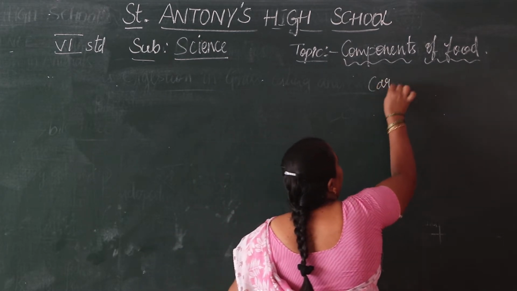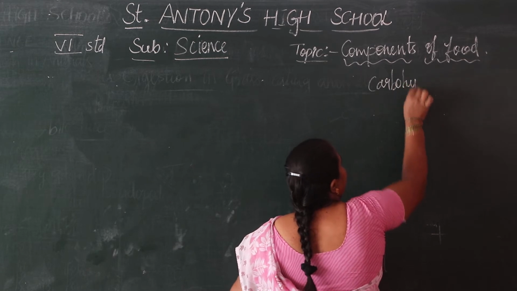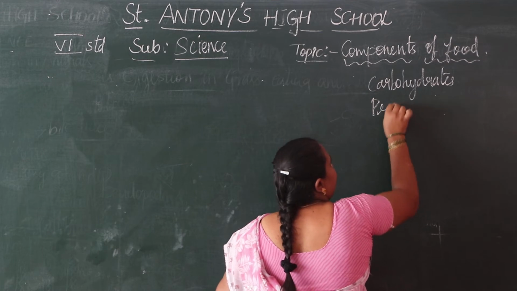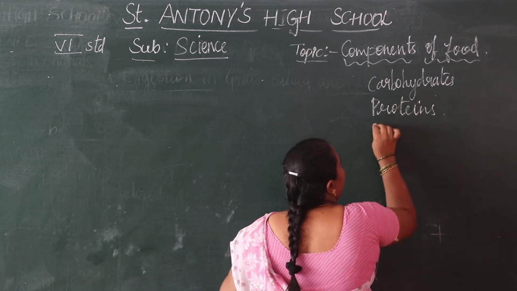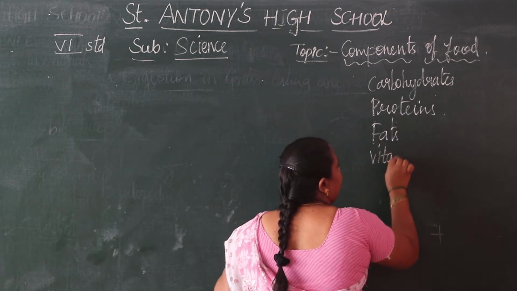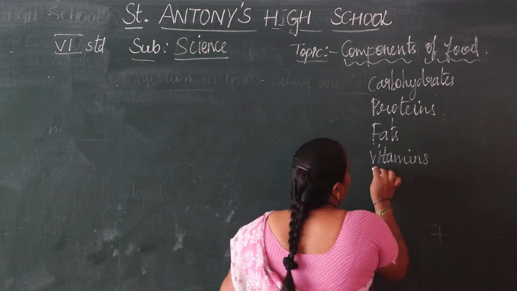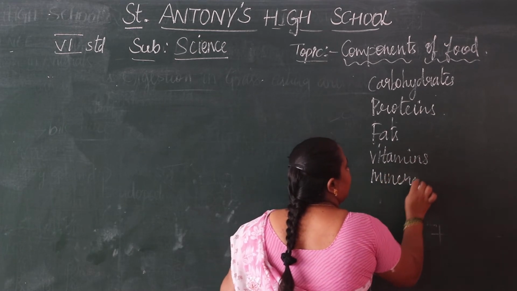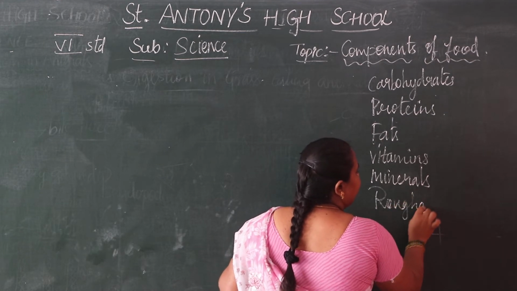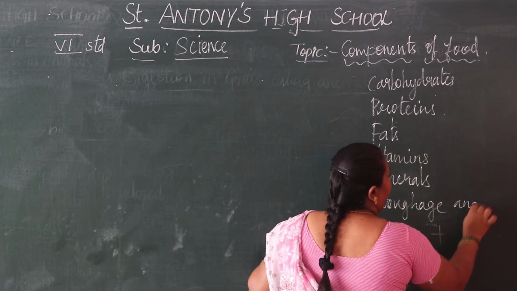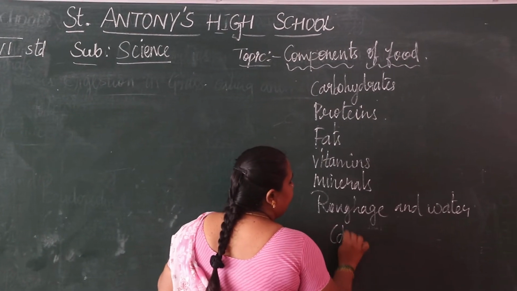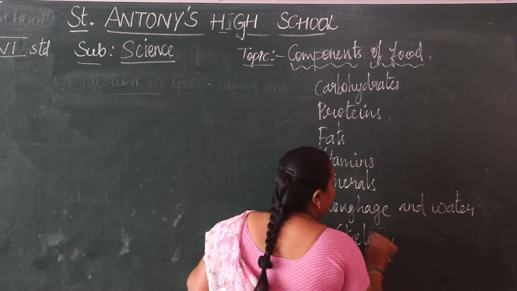So what are the components? Carbohydrates, proteins, fats, vitamins, minerals, and roughage and water, or otherwise we can say dietary fibers.